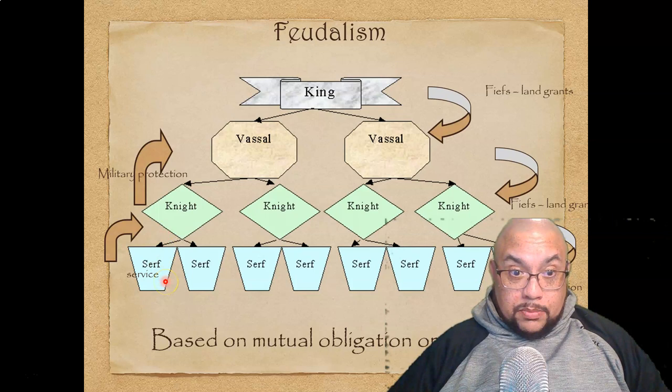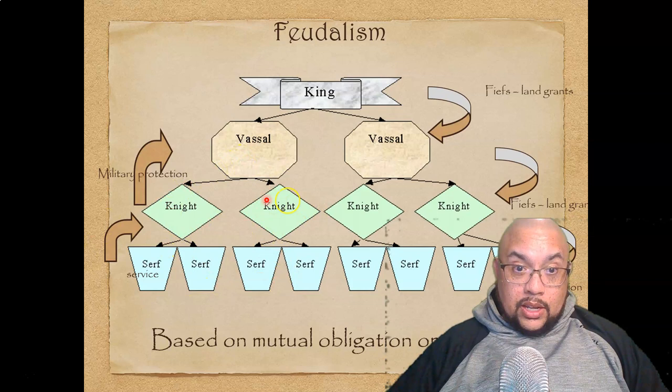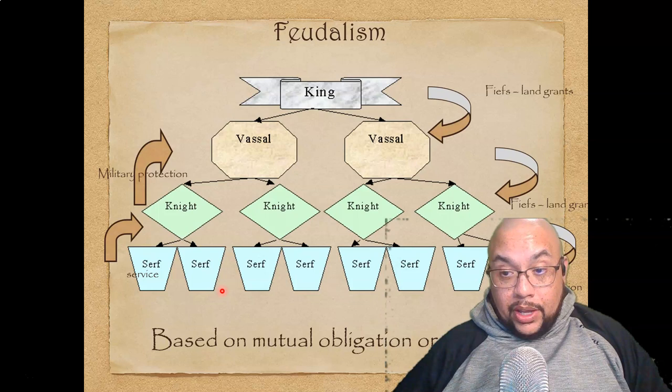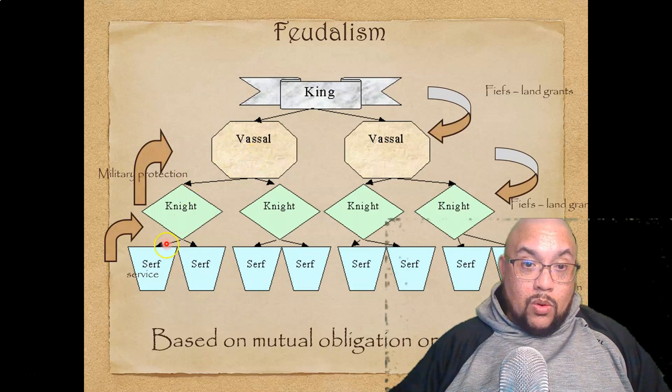So if the vassal goes off to war, they say, hey, knights, we're going to war. Good luck. Go get all of your serfs. So literally all of your male serfs starting at about the age of 12, up to about, well, how old do serfs really live? Let's say 30, 40. They are then brought into the army, and so when these guys go off to war, the knights grab a bunch of serfs and they go off with the vassals.